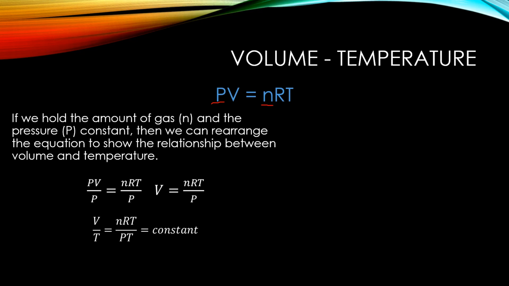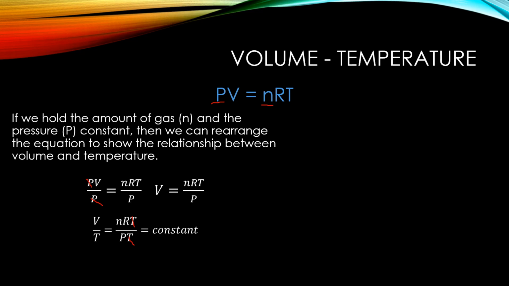So if we divide both sides by P, we end up with PV over P is equal to nRT over P. Well, P's cross out over here, and we end up with the volume is equal to nRT divided by P. We also want to get temperature over here on the side with volume, so we can divide both sides of the equation by T, and we end up with this. The volume divided by the temperature is equal to nRT over PT. Well, of course, the T's will cross out too. But this is equal to a constant because we're not going to change the number of moles. We're not going to change the pressure.